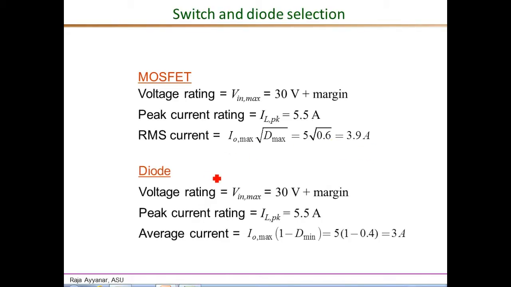For the diode, again, we need the voltage rating and the peak current rating, which are exactly the same as the ones we had for the MOSFET. And for a diode, we also need the average current. Since the diode conducts the output current, or the inductor current, only for a duration of 1 minus D in each switching period Ts, the average current is simply 5 times 1 minus D, which is 3 amperes.